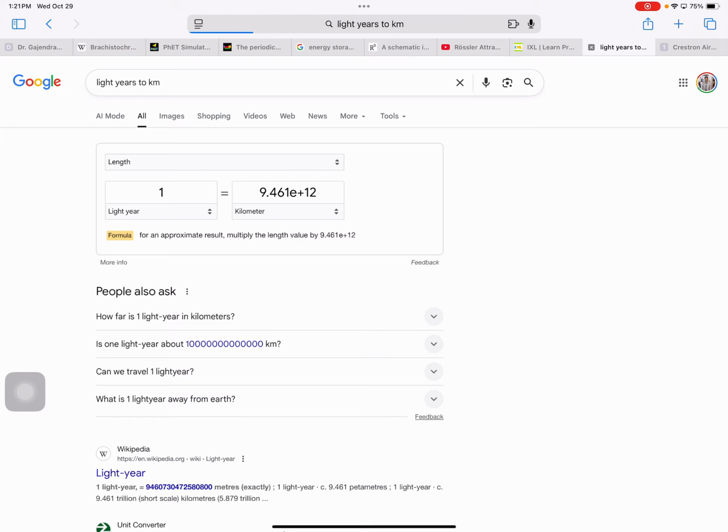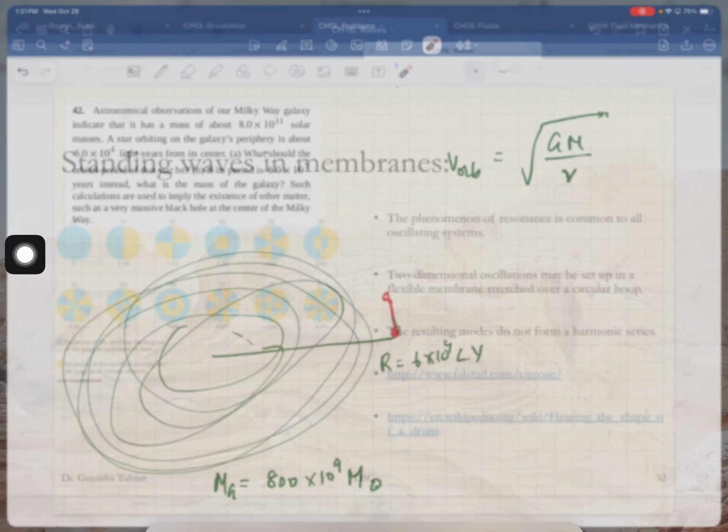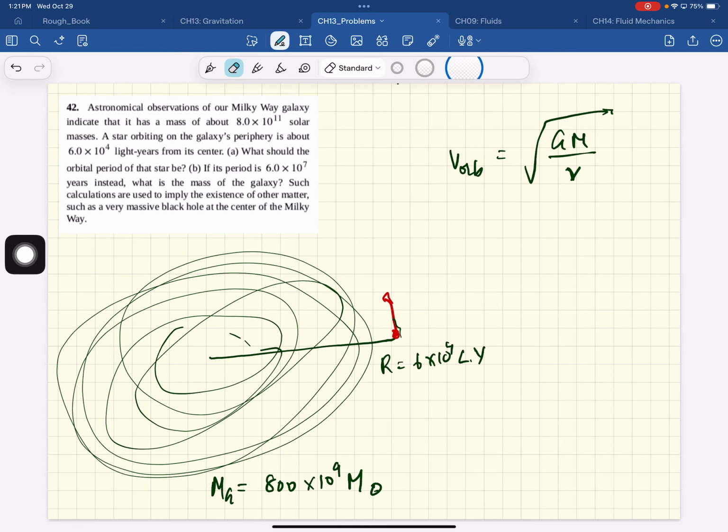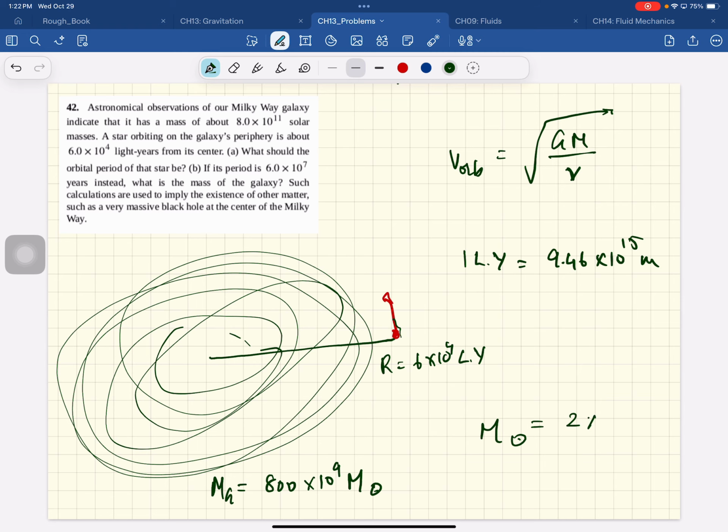So 1 light year is that many kilometers. So it's 9.46 times 10 to the 15 meters. Okay. All right. And anybody remember the mass of the sun? Okay, so that's another homework. You can't forget the mass of the sun for the rest of your lives.